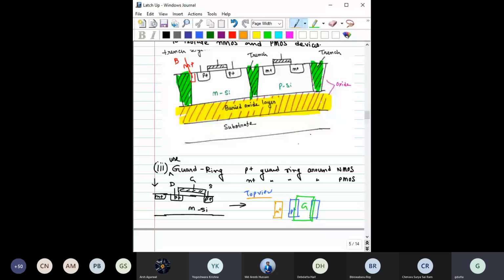Here we are going to introduce one more doping, which is called a guard ring doping. This is what type of transistor? This is a PMOS. So for PMOS, we have to use a P plus guard ring. So we will use a guard ring of P plus here and P plus here. How does that look from the top view? From the top view, that would look something like this. It is a ring, basically.